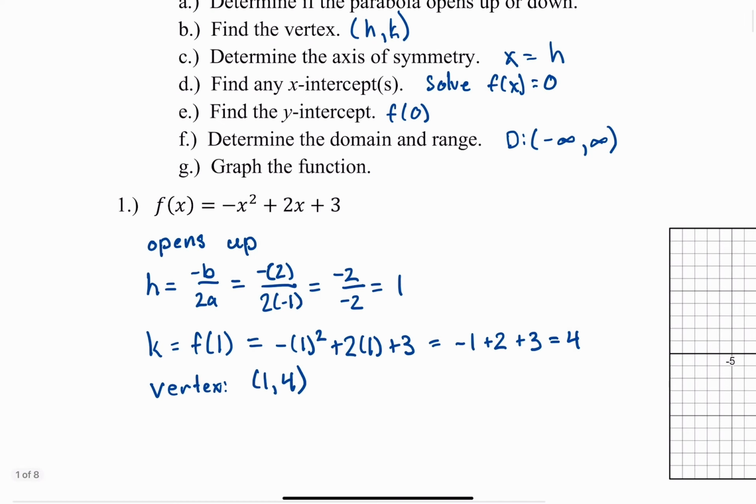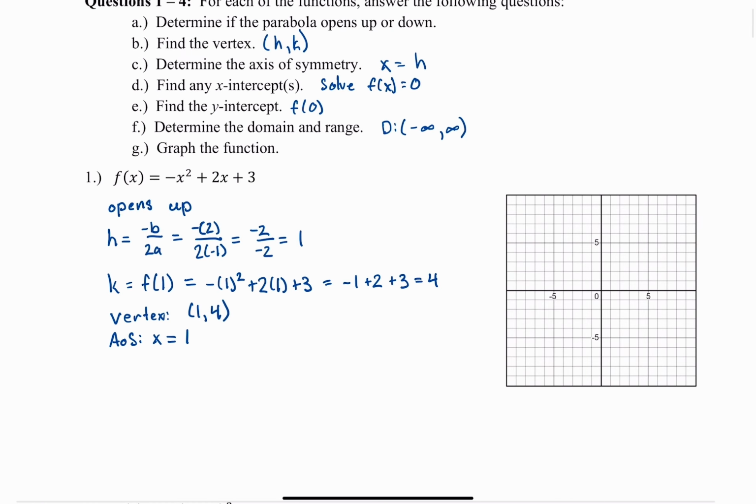The axis of symmetry, or AOS for short, is a vertical line, so it's x equal to the x value of the vertex, which in this case is 1. Just to pause and graph what we have right now will be beneficial because it'll help us determine the x-intercepts. The vertex is 1, 4, so we'll put that up in the first quadrant. The axis of symmetry is a vertical line going through x equal to 1. Don't forget that the x equal to part is required for the axis of symmetry. And we are opening down, so we are going to have some x-intercepts.